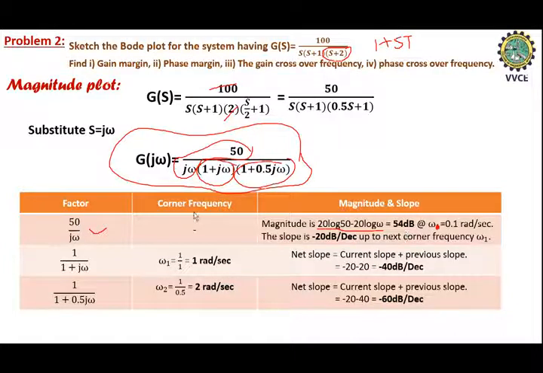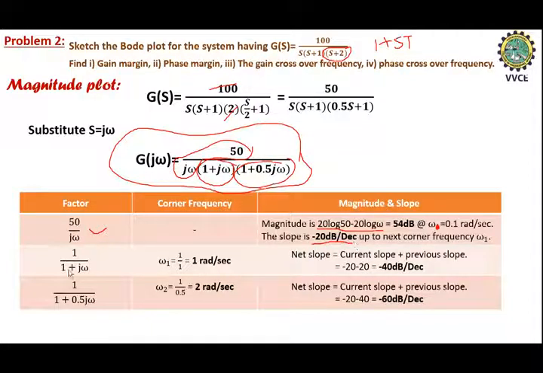Then the slope for this is in the form of 1 by s. So for 1 by s, the slope is always minus 20 dB per decade because the function is in the denominator. So the slope is minus 20 dB per decade till the next corner frequency. The initial frequency is 0.1, till the next corner frequency, which is 1. So from 0.1 to 1, the slope will be minus 20 dB per decade.